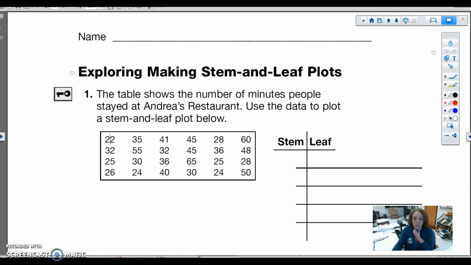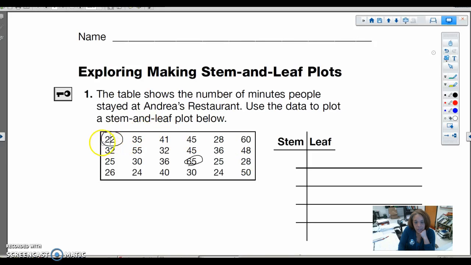And the first thing we want to do and take a look at are what are the number ranges. So first, when I browse through here, I'll see, well, what is my lowest number? And it looks like my lowest number here is 22. My highest number looks like it's going to be the 65. So it's going to run between the 20s and the 60s.